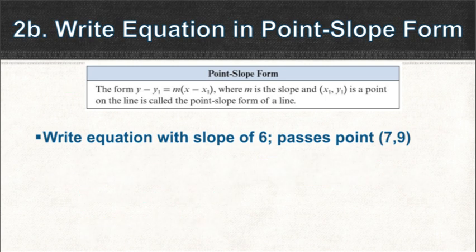Next part, do another one here. We want to put it in point slope form. So I have my y minus my y1, which is 9, equals my slope 6 times my x minus my x point, which is 7, and there is my point slope form. So y minus 9 equals 6 times x minus 1.